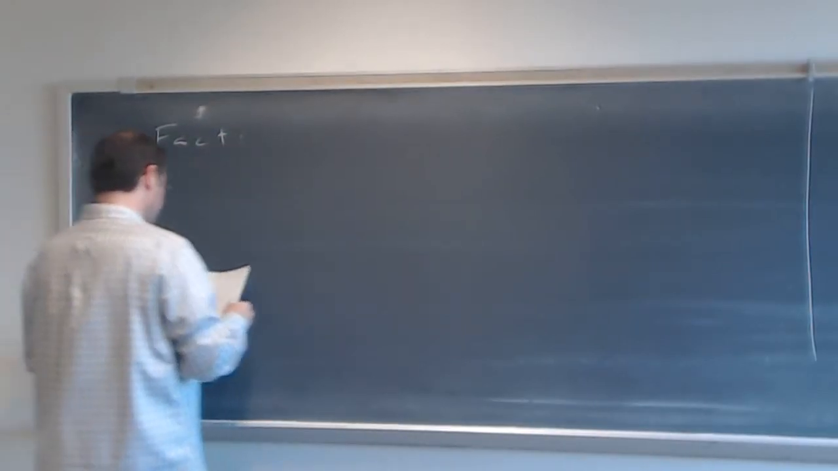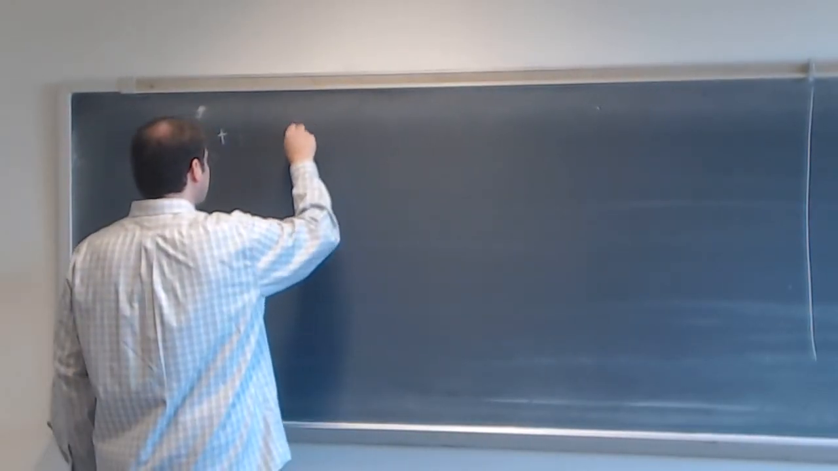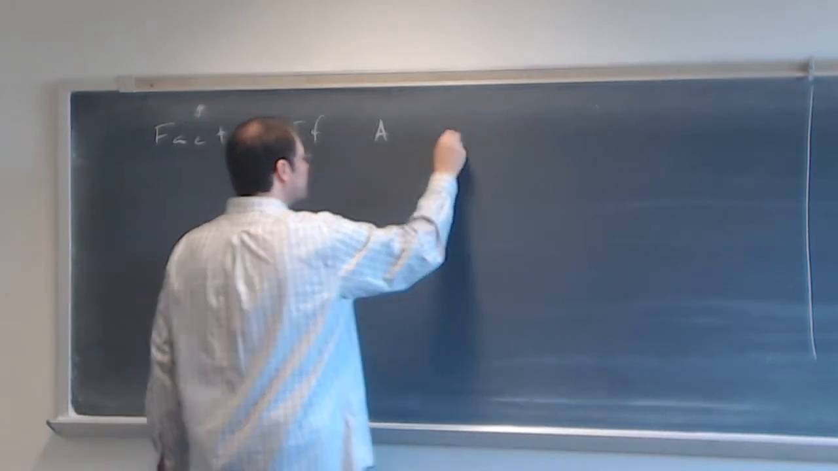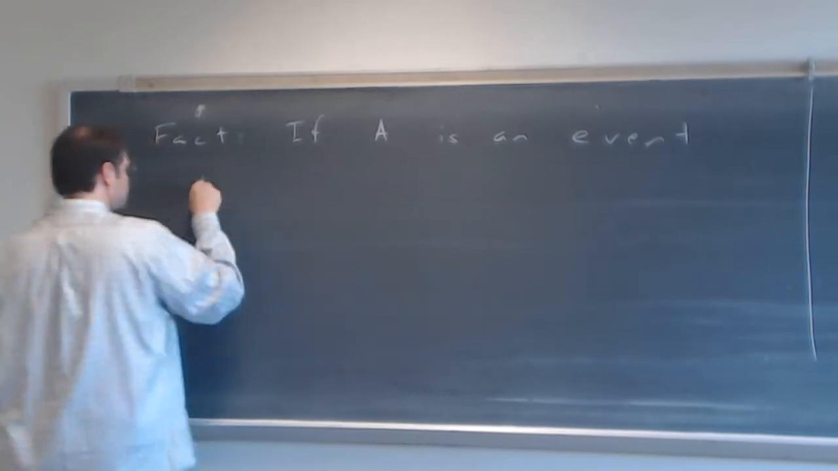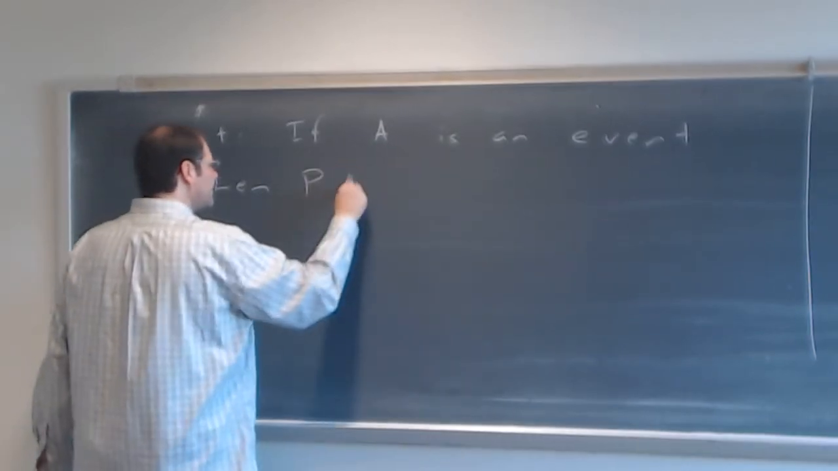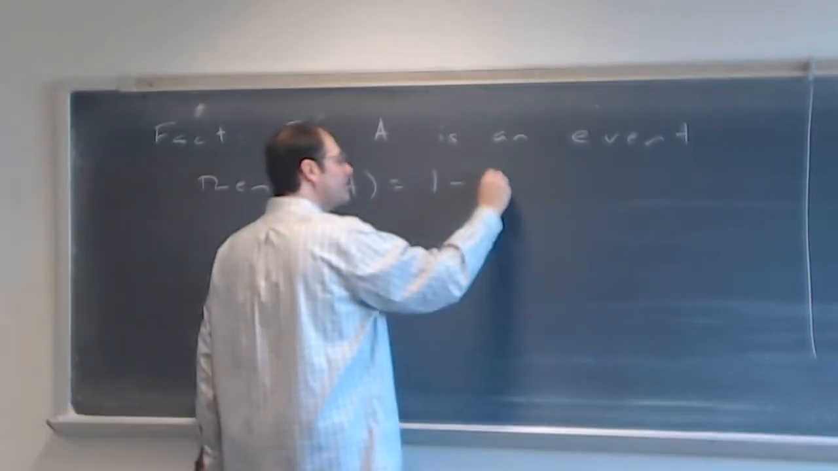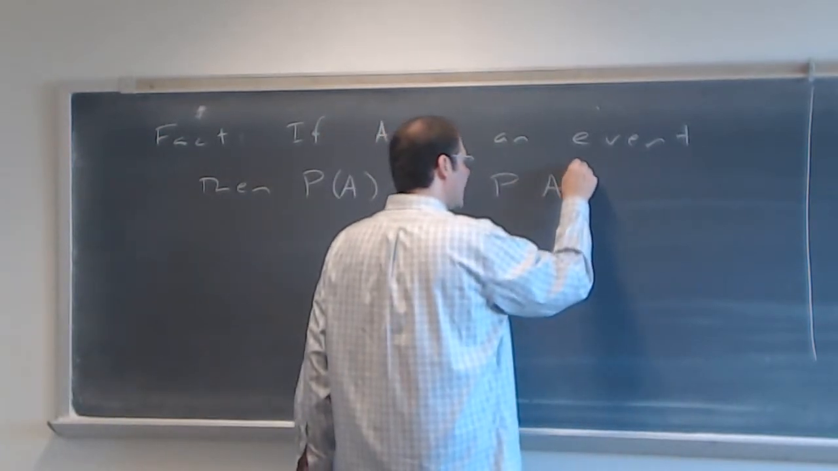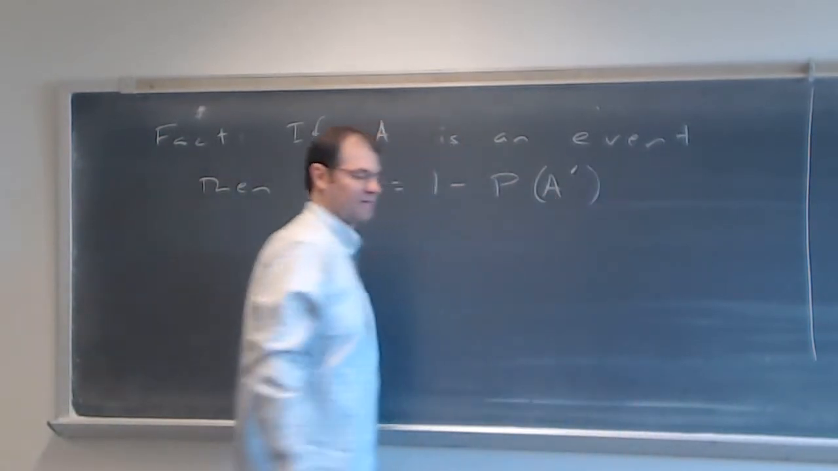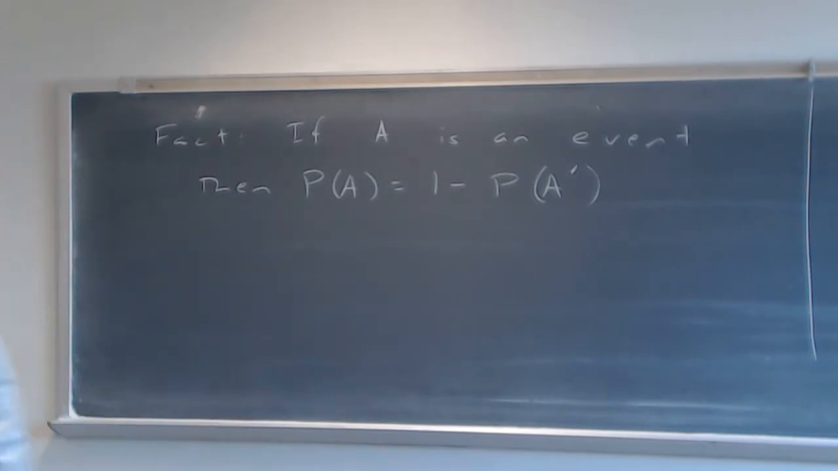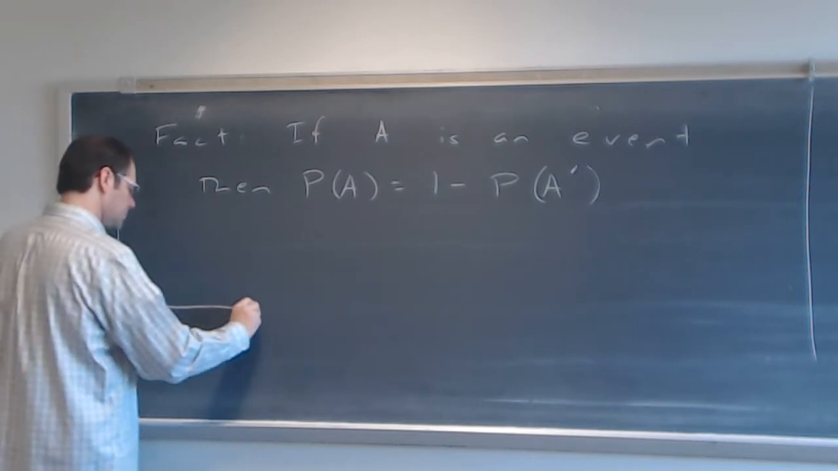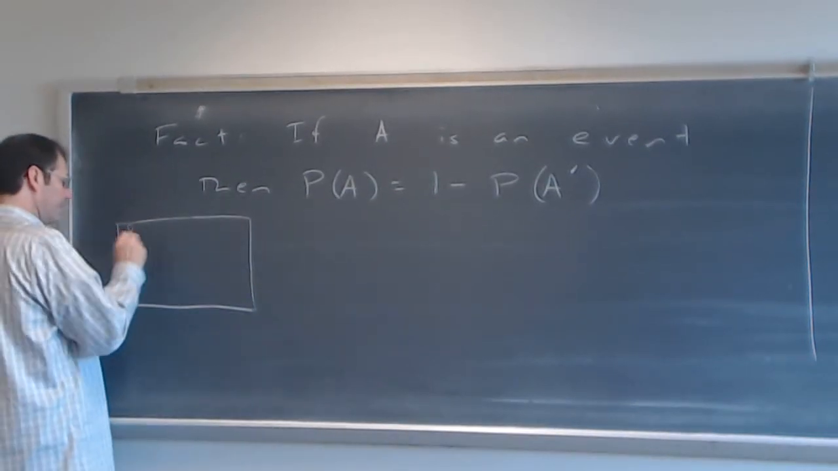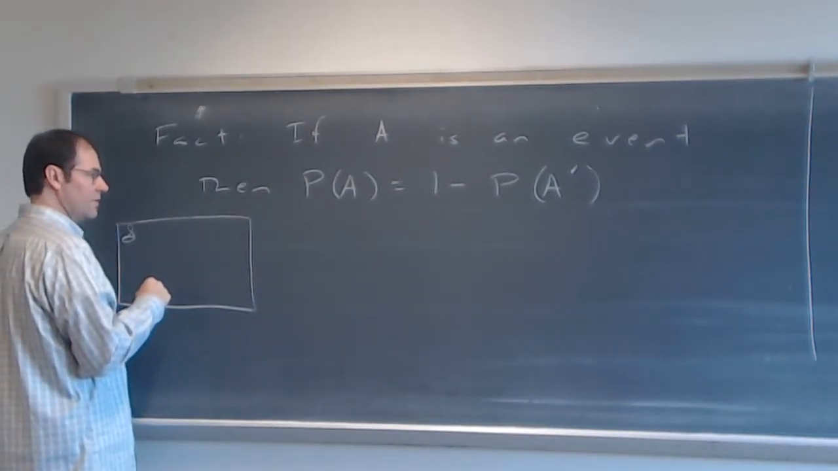So, as a fact, if A is an event, then the probability of A is equal to 1 minus the probability of A complement, the opposite of A. We're going to do a proof of this, but before I do, let me draw a picture, a Venn diagram, to illustrate this fact.